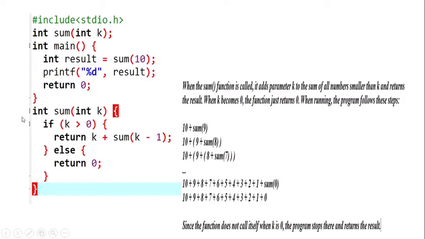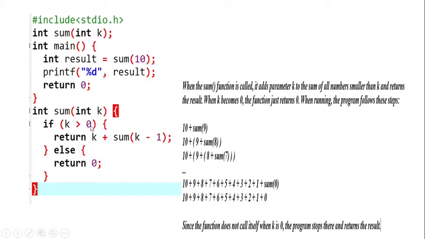This is a C program, but I'm not telling this just for C. I'm just going to show you the recursive call. Here you can see sum(10). This is the function sum, the definition of sum: int sum(int k). When you are passing 10 here, this is a recursive call.